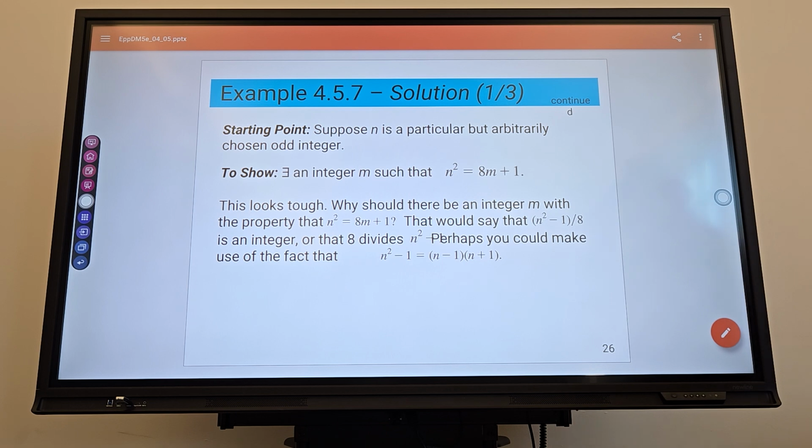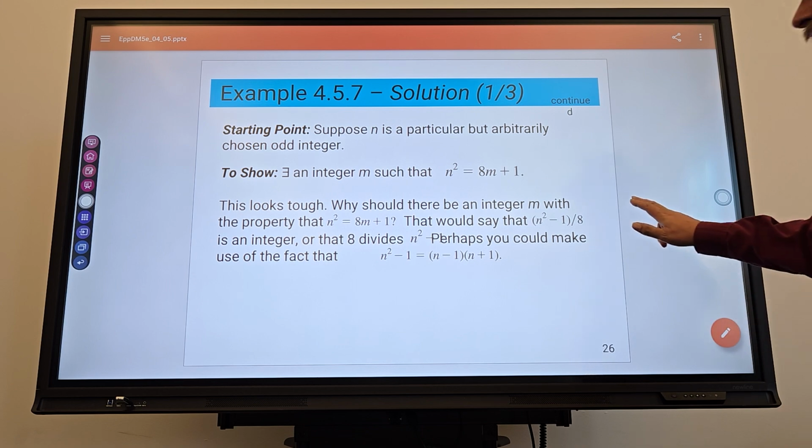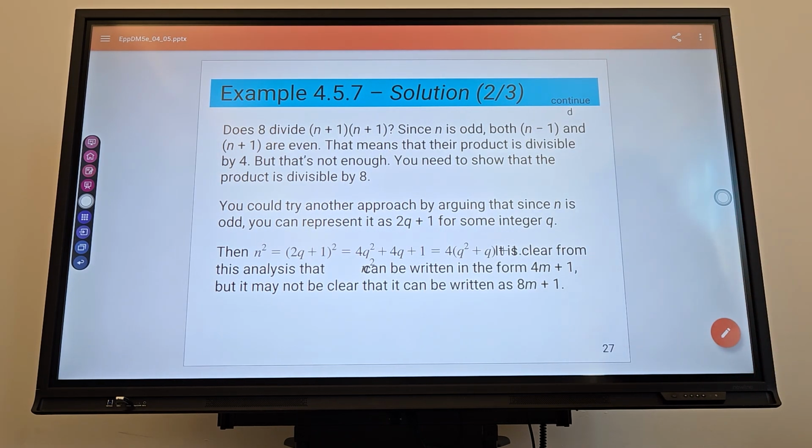Perhaps you could use the fact that n squared minus 1 equals (n minus 1) times (n plus 1). Does 8 divide... no, it's supposed to be minus 1, the (n minus 1) times (n plus 1). Since n is odd, both n minus 1 and n plus 1 are even. That means our product is divisible by 4. We need to show that the product is divisible by 8. Any ideas on how that might be done?